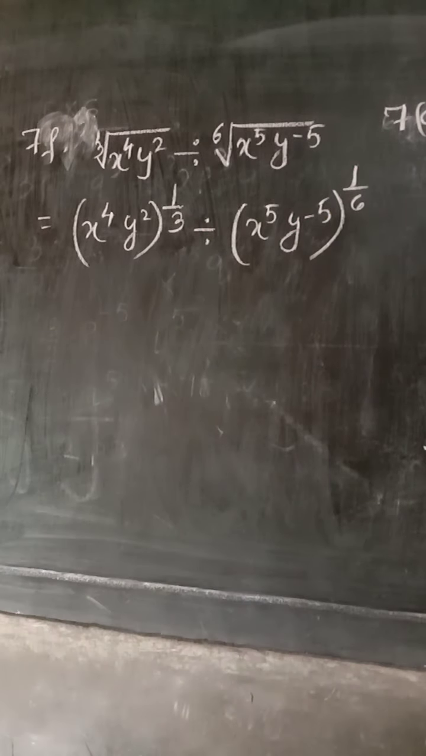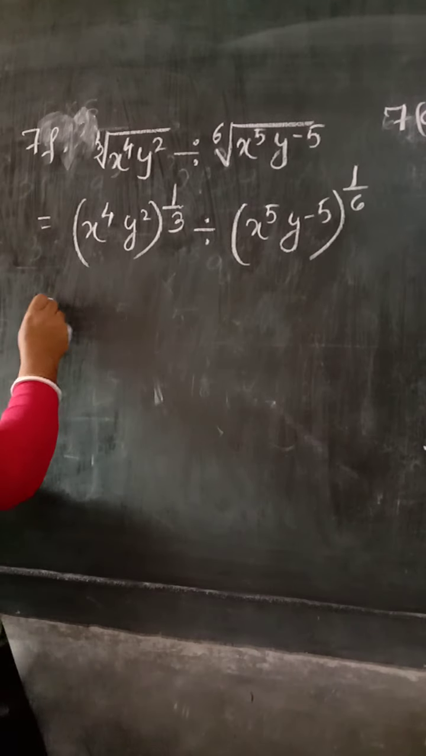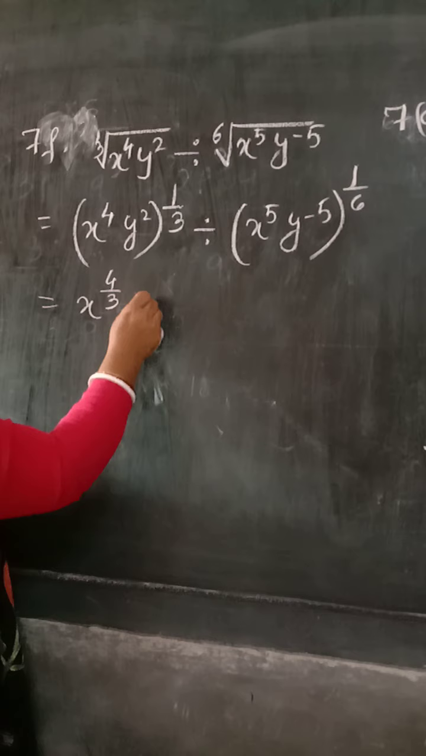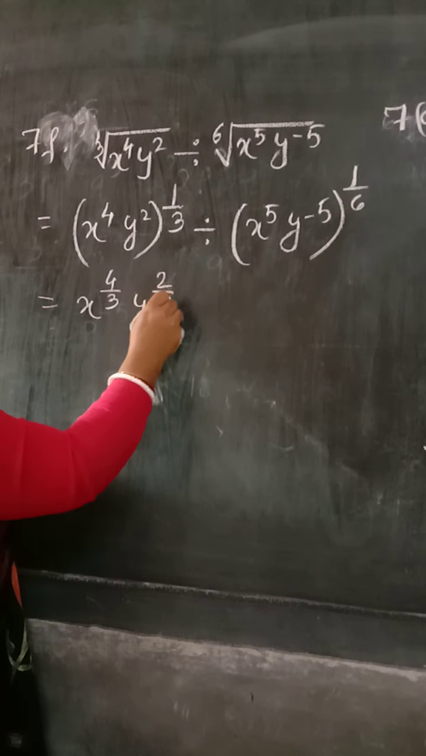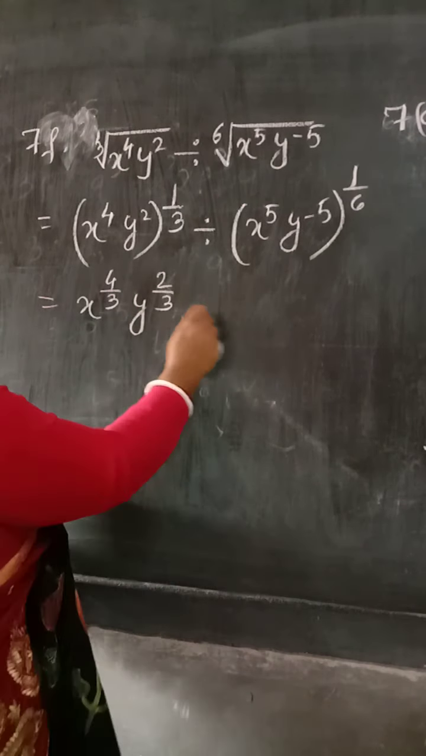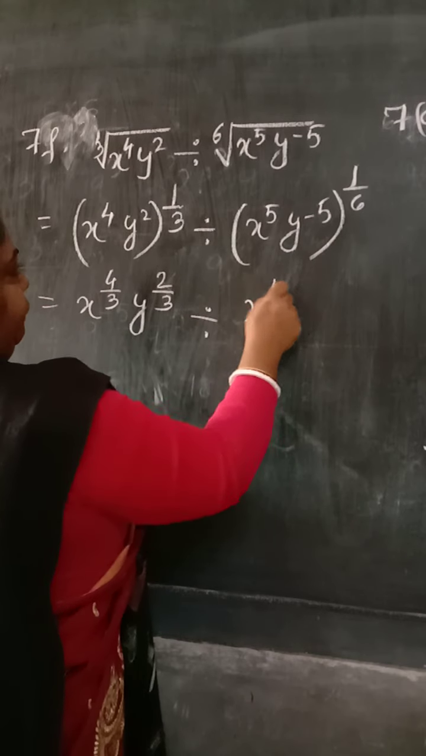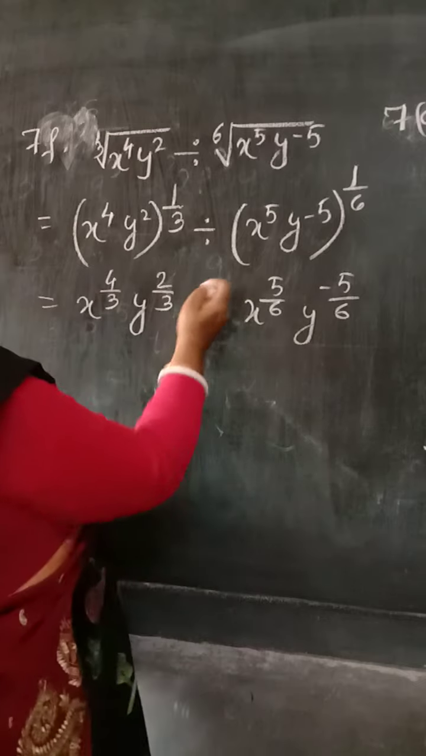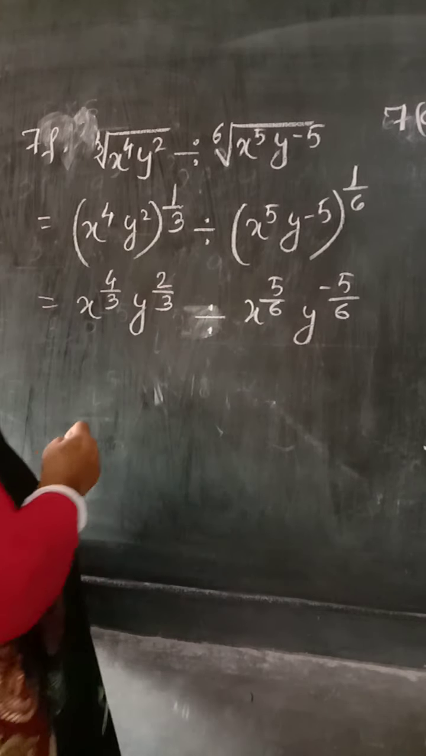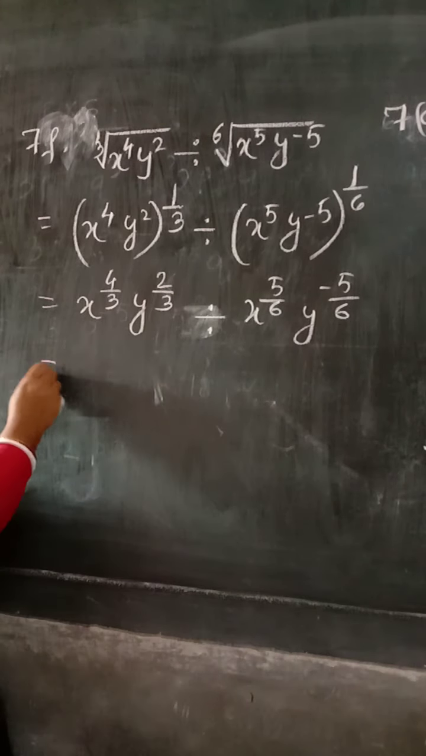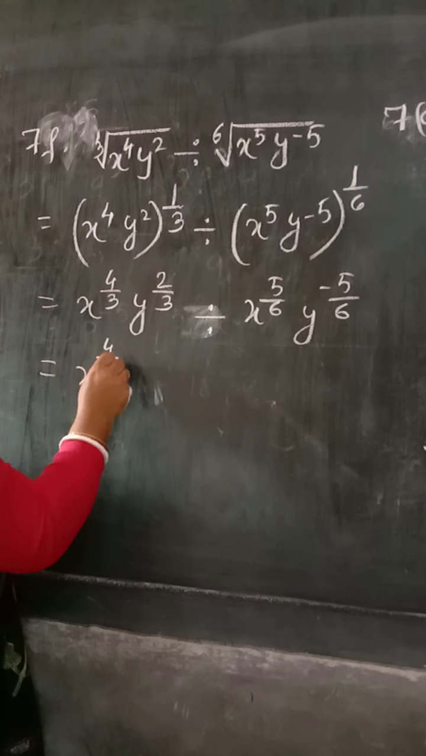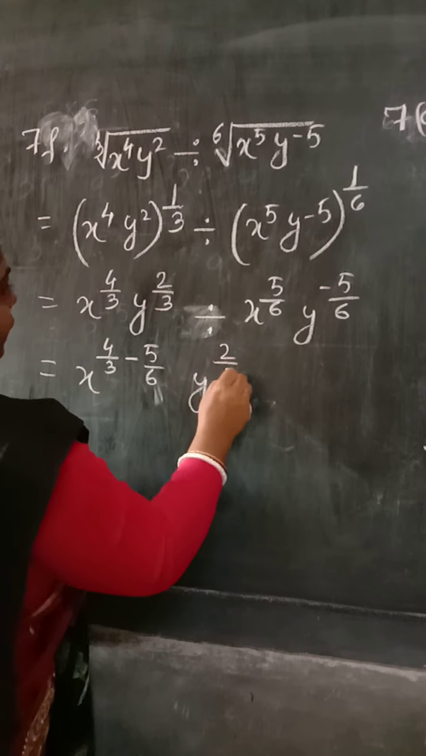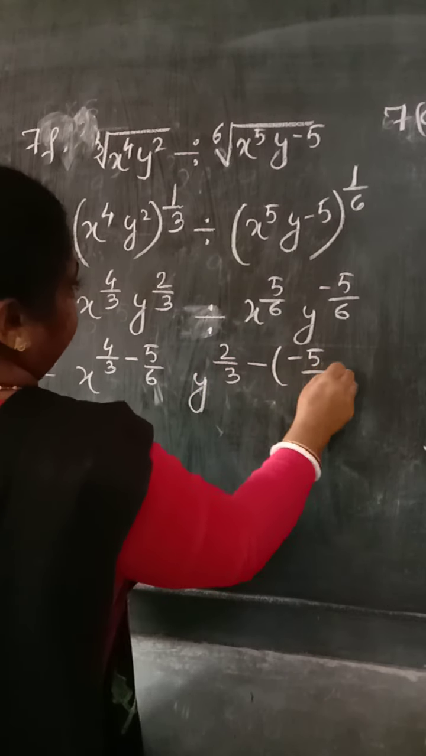You have learned this is law number 8, or it gives you x to the power 4 into 1 by 3, that is 4 by 3, y to the power 2 into 1 by 3 divided by x to the power 5 by 6 and y to the power minus 5 by 6. Now, if the bases are same, what we do in the index? In division, we subtract the index. So, 4 by 3 minus 5 by 6 and y to the power 2 by 3 minus 5 by 6.